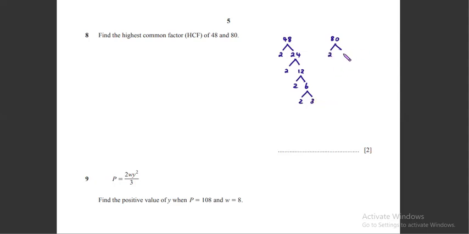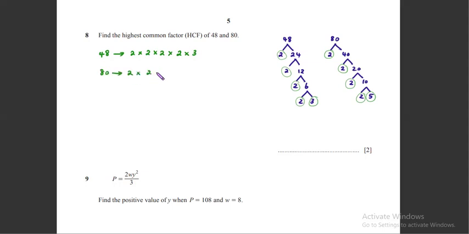When I divide 80 by 2, I get 40. I can divide this by 2, I get 20. Divide this by 2, I get 10. I can divide this by 2 again, and I get 5. So all these numbers at the ends are prime numbers, which means each of these numbers given to us can be written as a product of prime factors. So I can write 48 as 2 times 2 times 2 times 2 times 3. And I can write 80 as 2 times 2 times 2 times 2 times 5.